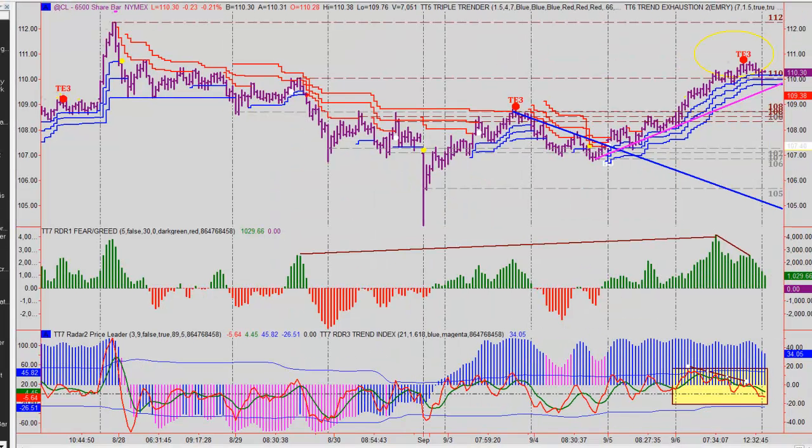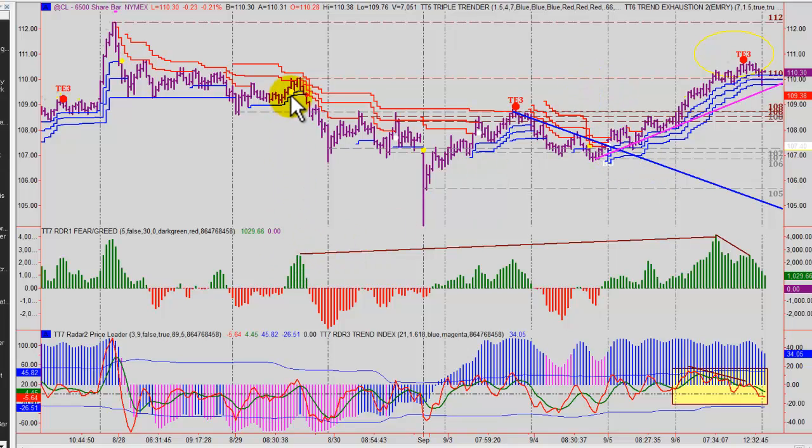Here we have the 6,500 share bar of crude oil, and it is showing us a little bit different story here. We did recently get a trend exhaustion 3 right up here at the top of this move, so we could see a potential short-term reversal back down maybe to the 108, what is this, 108.70 level. However, I'm not convinced it's going to be a long-term reversal.